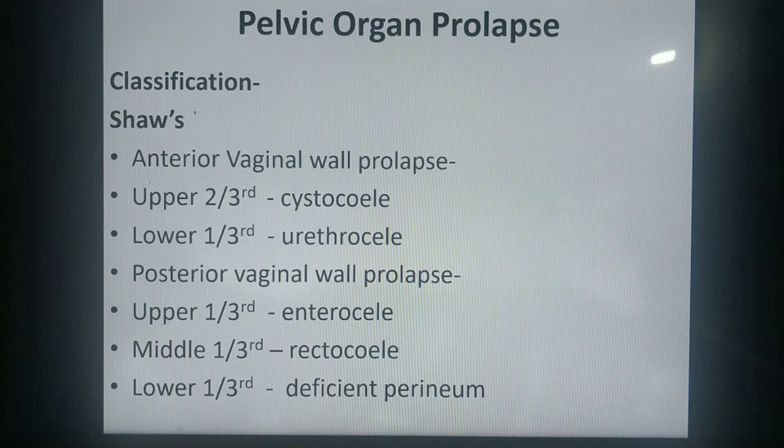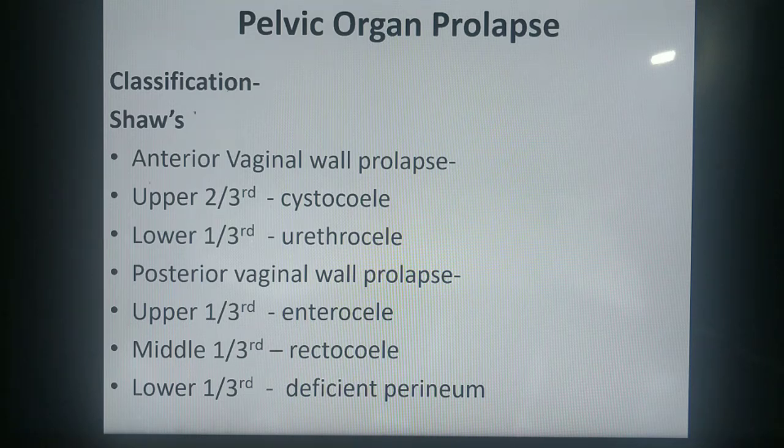Like upper two-thirds supports the bladder, so its descent brings bladder along with it into the vaginal canal. This is known as cystocele. Lower one-third supports the urethra, and the descent of the lower one-third of the vaginal wall brings urethra along with it. This is known as urethrocele.